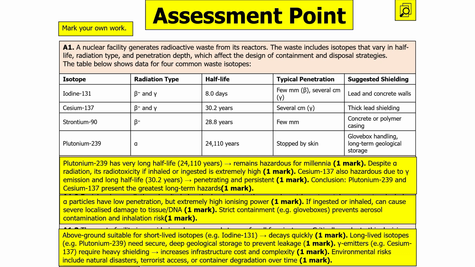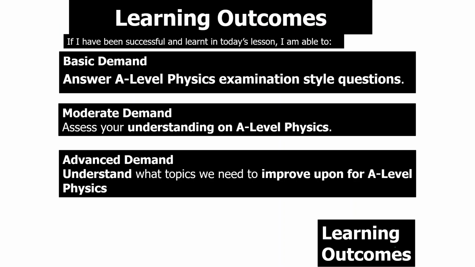Finally, above ground is suitable for short-lived isotopes such as iodine-131 as it decays quickly, but long-lived isotopes such as plutonium need secure, deep geological storage to prevent leakage. Also, gamma emitters such as cesium will require heavy shielding, which increases the infrastructure cost and the complexity of the project. Now, environmental risks could include things like natural disasters, access by terrorists, or container degradation over time, which we've got to consider.